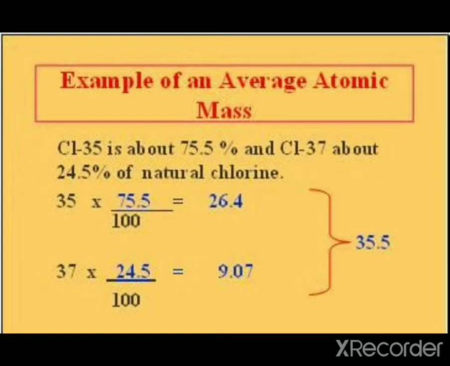Similarly, take the other isotope, which is chlorine-37. Multiply its atomic mass, that is 37, by its relative abundance, which is 24.5. So you will get 37 into 24.5 by 100, which is equal to 9.07. After that, add 26.4 and 9.07. You will get the average atomic mass of chlorine as 35.5.